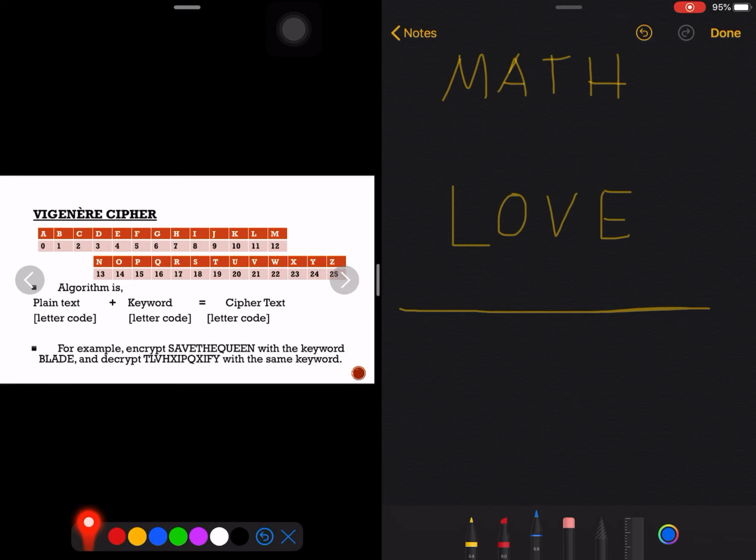codes, it says that we need to get the letter codes of the plain text and keyword. So starting with M, that's 12. As for A, 0. T would be 19. H will have 7. L will have 11. O would have 14. V has 21. And E will have 4. There. It says that when getting the pairwise letters, we just have to add them.